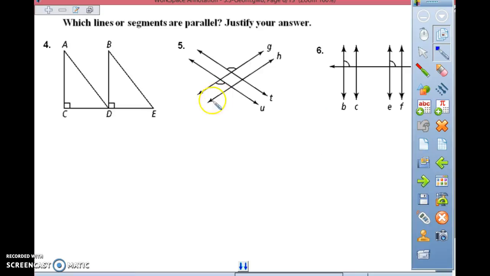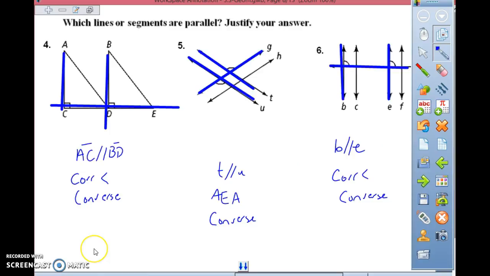So why don't you try these 3. Please pause the video while the students work. Here are the answers to 4, 5, and 6. Corresponding angles converse, alternate exterior angles converse, and corresponding angles converse again.